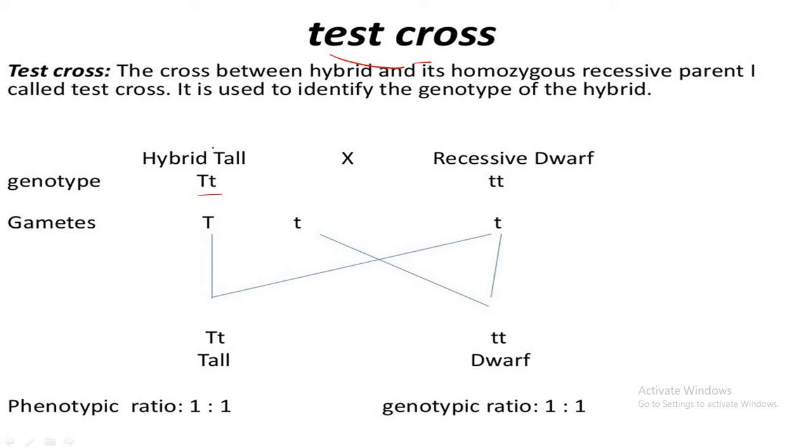Here, another example is taken where capital T small t is the hybrid tall F1 generation plant and the recessive dwarf is small t. The gametes produced by this plant will be capital T and small t, whereas this dwarf plant will produce the gametes containing small t. Now when the capital T gamete fuses with the small t gamete, it results in formation of capital T small t, and the phenotype of that plant will be tall. Whereas if the gamete containing small t fuses with the gamete containing small t of the recessive dwarf, it will result in formation of a dwarf plant containing small t. So the phenotypic ratio is 1:1 and even the genotypic ratio is 1:1.